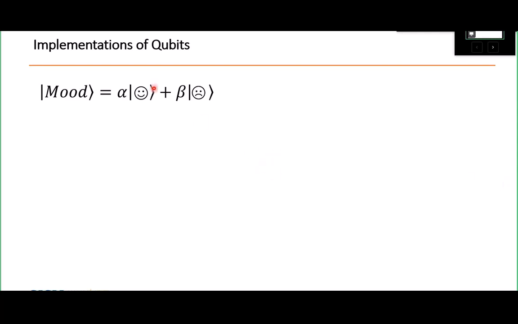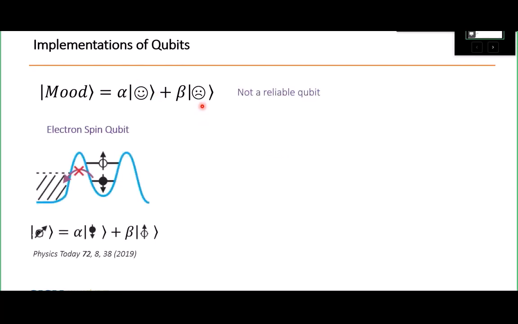I'm 10% happy, 90% sad, for example. Of course, this is not reliable, right? We can use spin, electron spin. We heard about that. It can be spin up and spin down. And then this is the basis state. And then any state can be a linear combination of it.